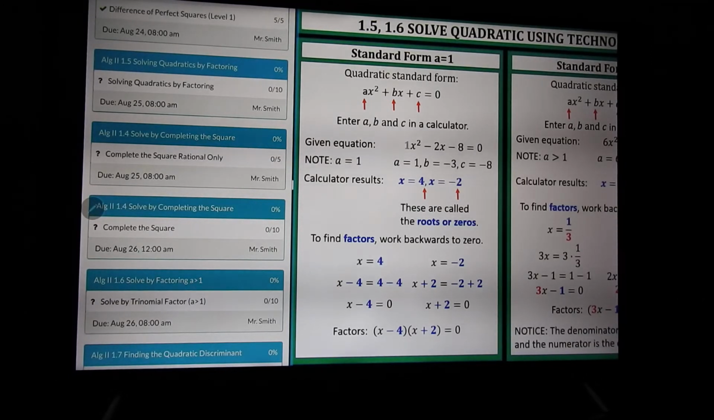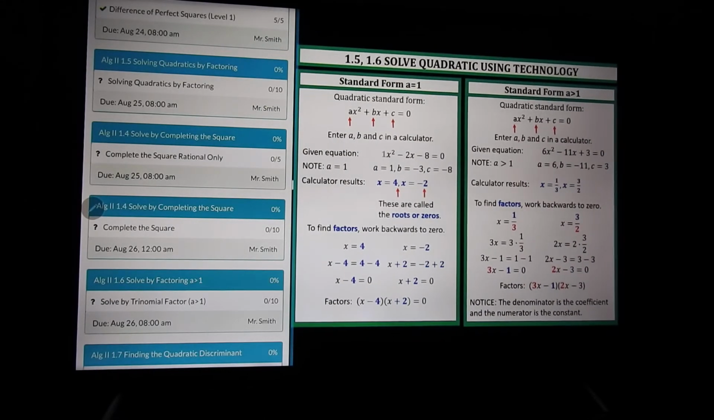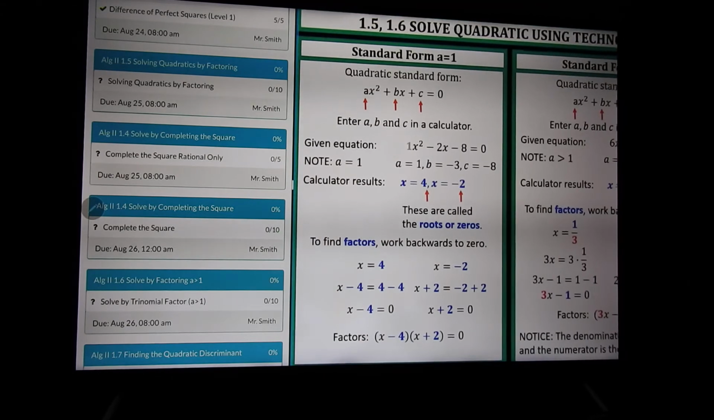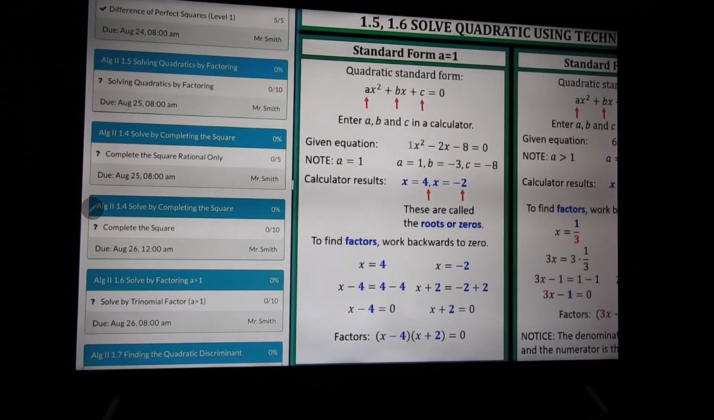Hey everyone, this is a video about our assignment 1.5, solving quadratics by factoring. I've brought up the notes that are out on our CTLS and on the blog, and we're going to talk about solving by factoring. This is about solving using technology, and basically it gets the factors backwards.